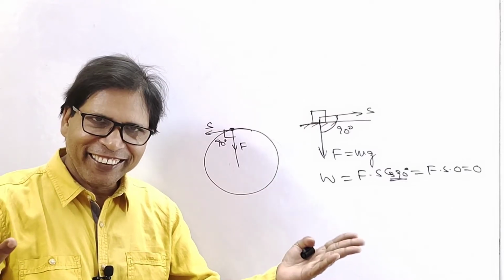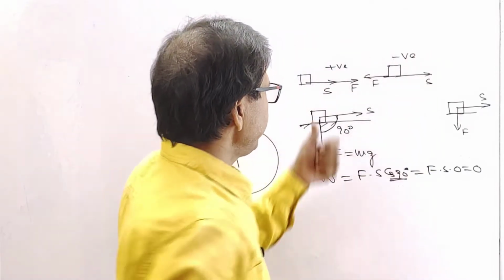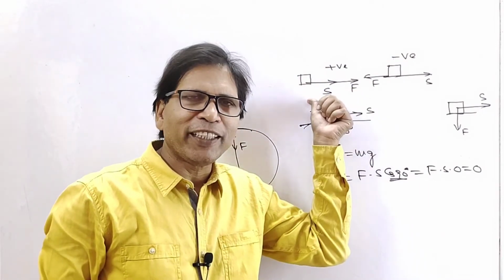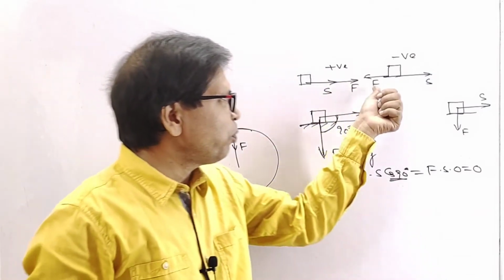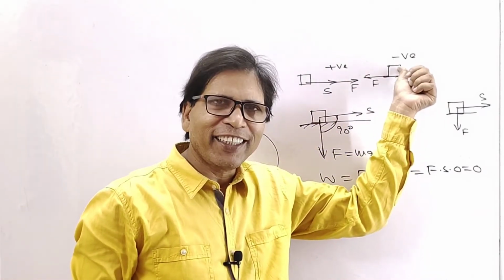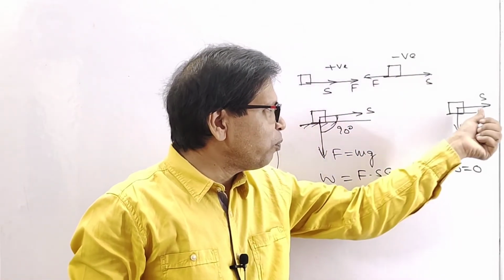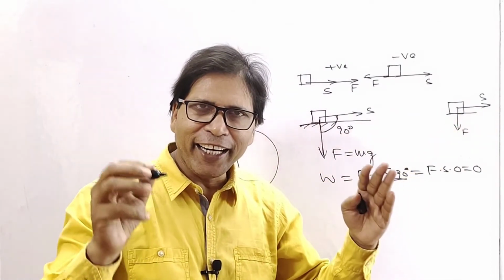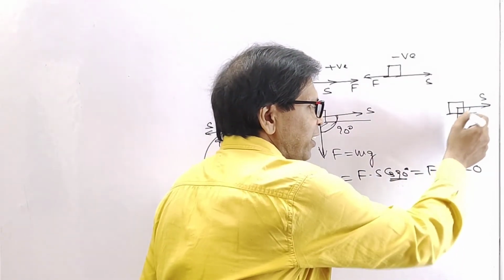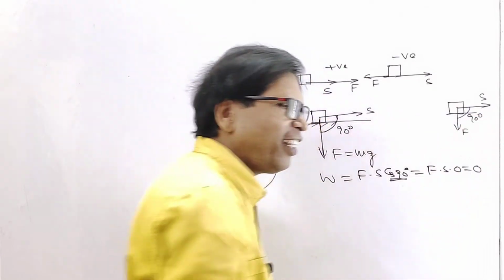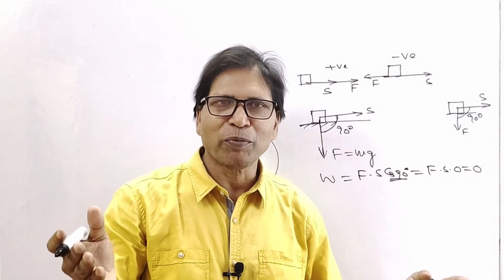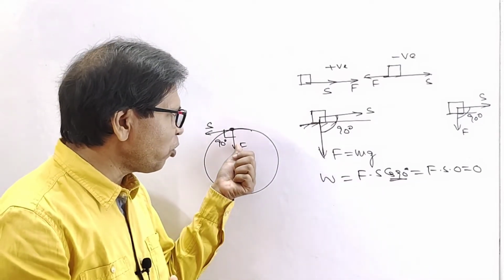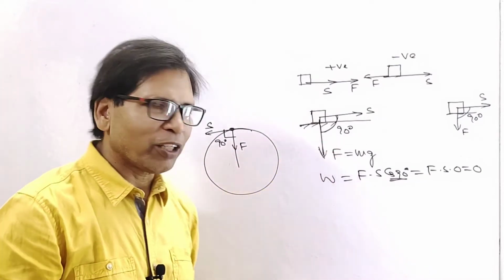Okay, understood? Next. Look at this. Here force and displacement are in the same direction, so it is positive work done. Here force and displacement are in opposite directions, so negative work done. Here displacement and force are at an angle of 90 degrees. Look at this, this is the 90 degrees. So work done is 0, and the force in this case is called a no work force. Here this force is a no work force. Here this force is a no work force.